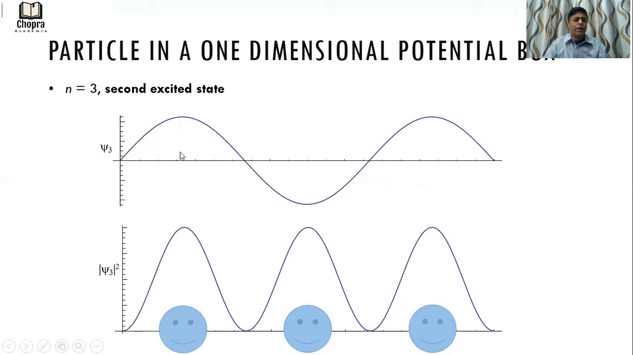Same thing, we continue with the second excited state, or the third energy level, that is n equal to 3. This is how psi3, the eigenfunction, looks once you plot it. And then mod of psi3 square is equal to this graph. You see here the peak values represent the maximum probability of finding the particle.